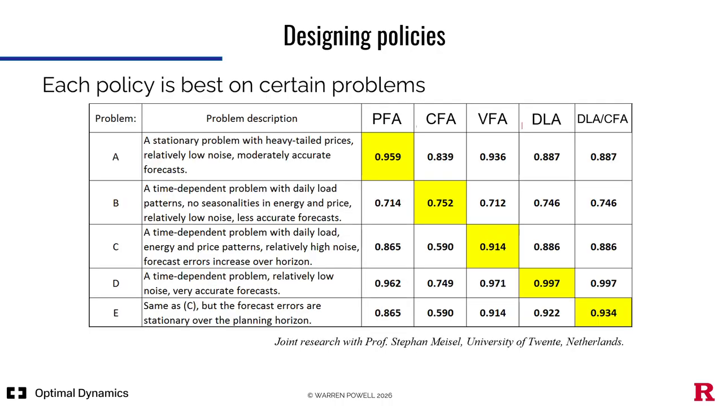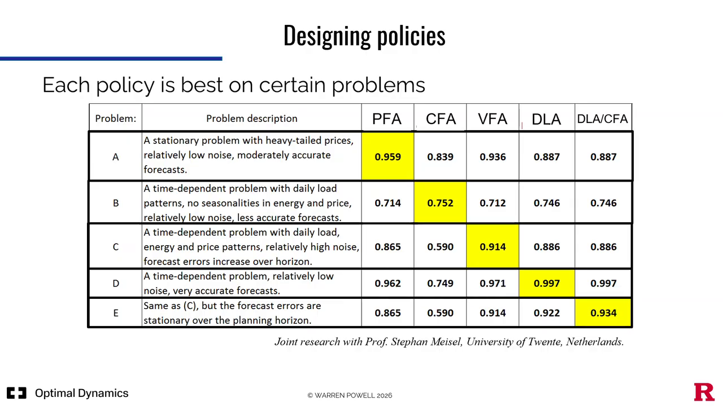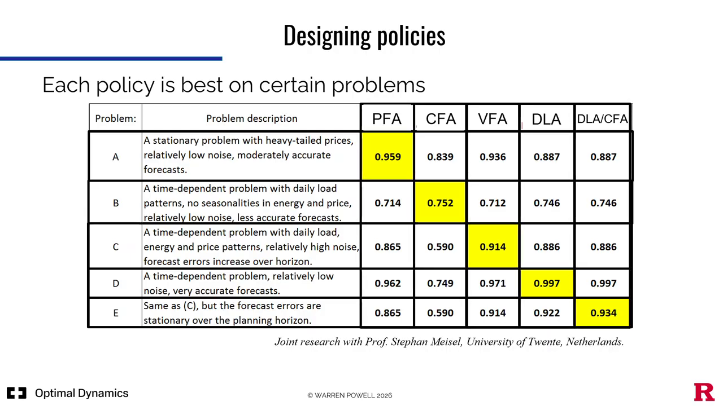So we created, this is the work of Stefan Meisel, who was a postdoc at the time, 5 variations to these problems. So these were all the same energy storage problem, but we played with the data. We put in different levels of noise, and the loads could be stationary over time or time dependent. And now we created examples of each of the 4 classes of policies plus a hybrid. And we made each of them work best.